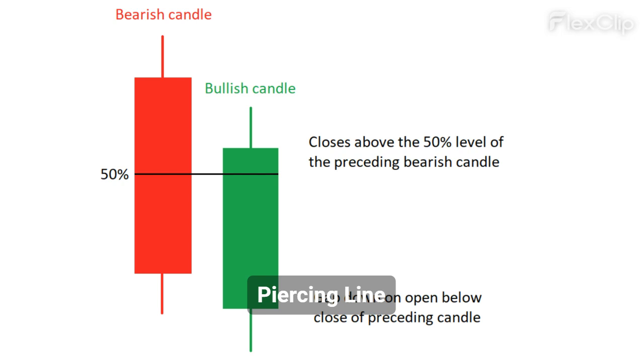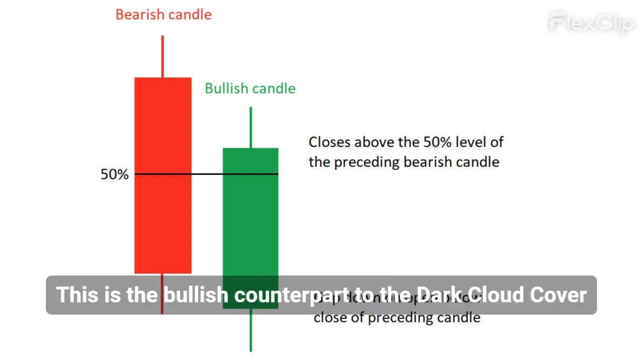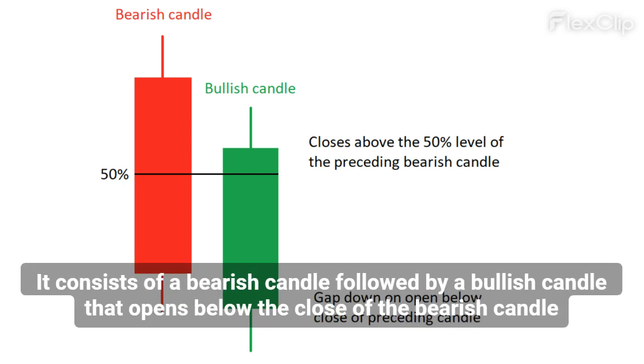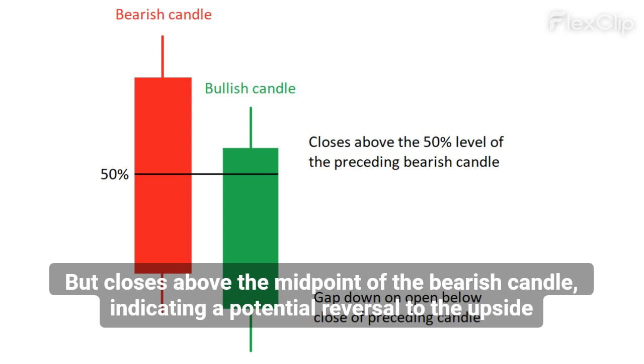Piercing line. This is the bullish counterpart to the dark cloud cover. It consists of a bearish candle followed by a bullish candle that opens below the close of the bearish candle but closes above the midpoint of the bearish candle, indicating a potential reversal to the upside.